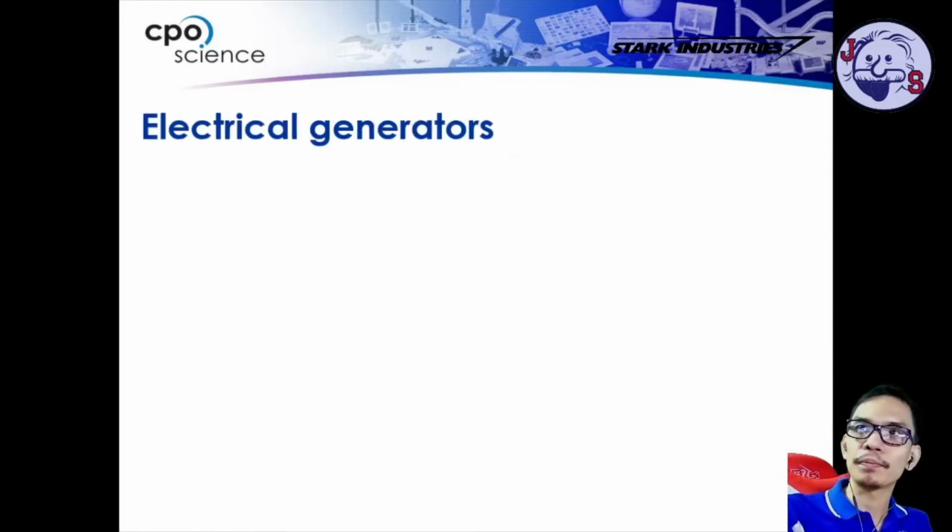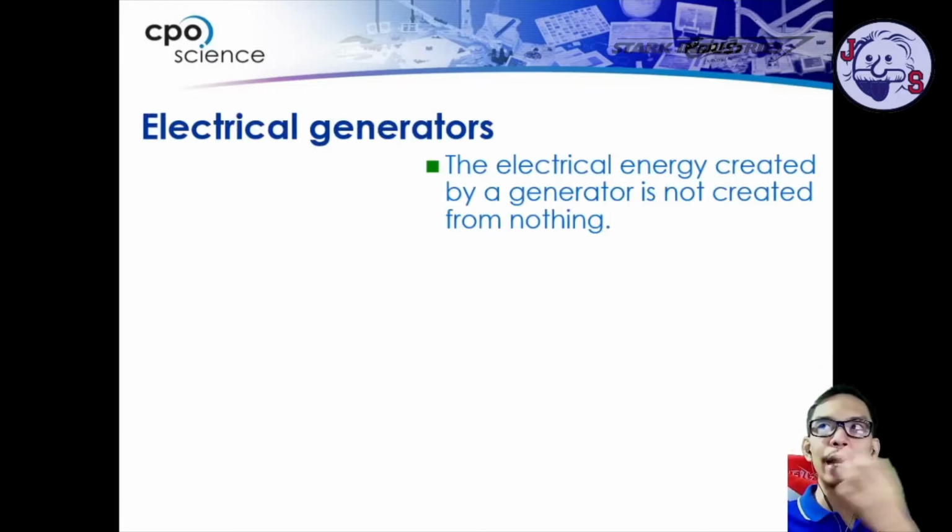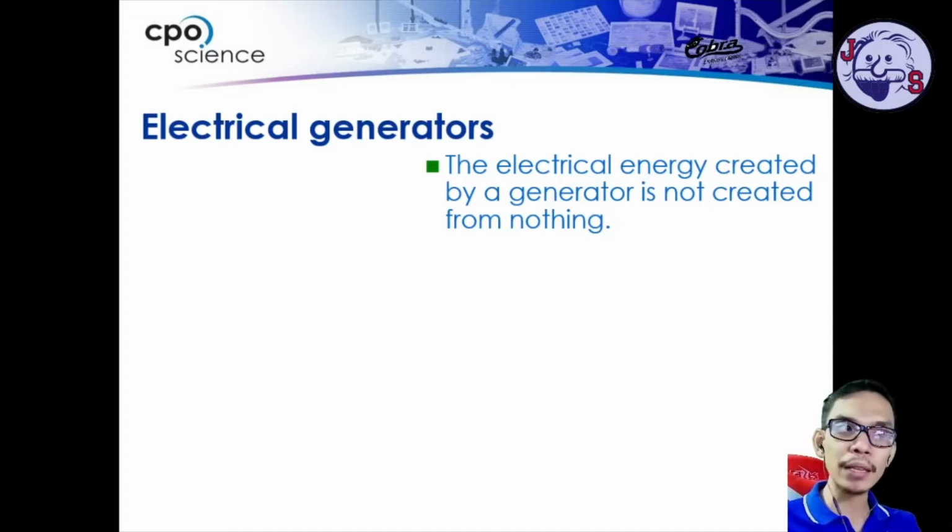Now, on the idea of electrical generators: electrical energy is created from them, but the electrical energy from the generator is not created from nothing. The energy that comes from your generator doesn't come from a free energy source. There's no such thing as free energy. It follows the law of conservation of energy, that energy cannot be created nor destroyed. It only transforms from one form to another. In this case, mechanical energy was transformed into electrical energy.